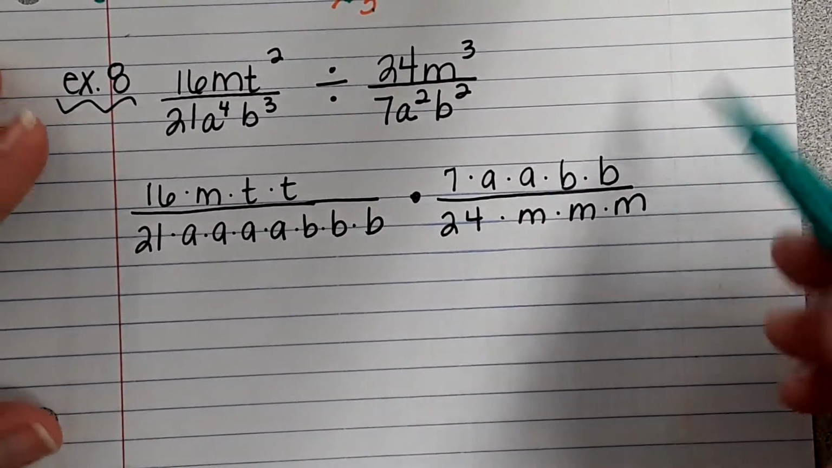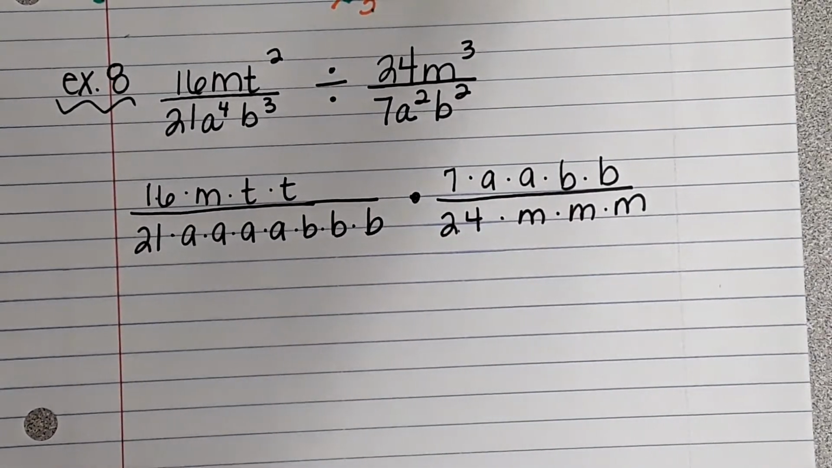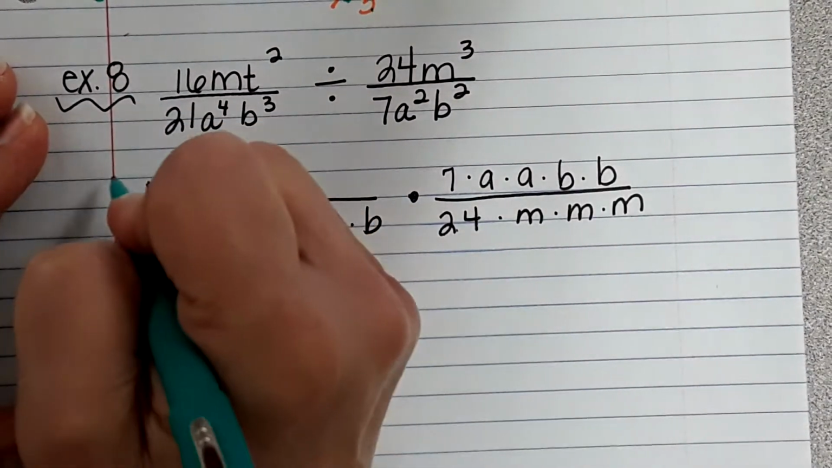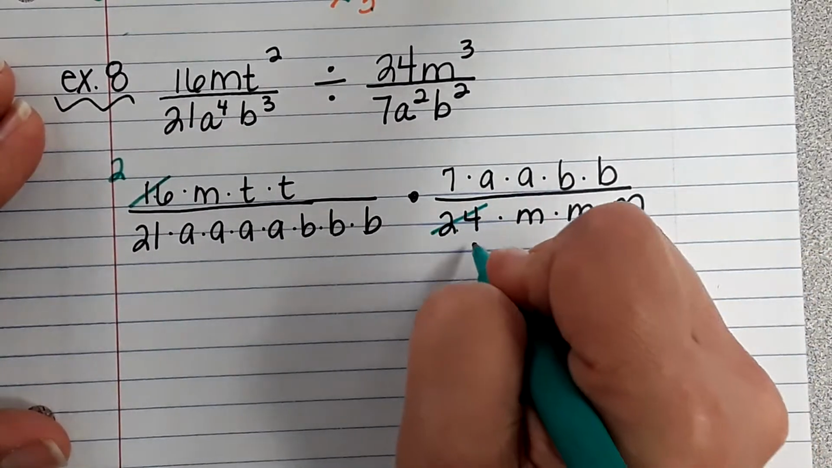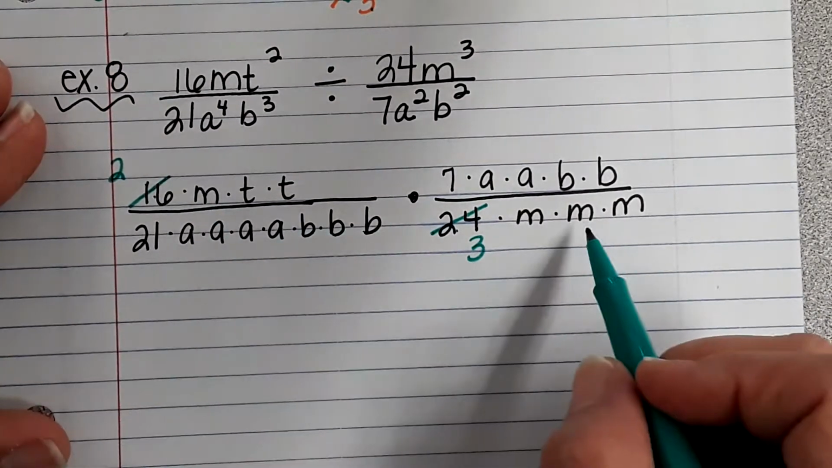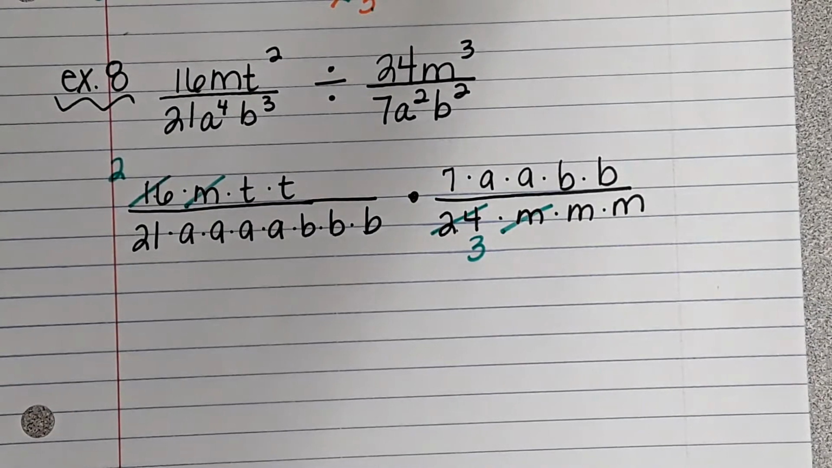Now I'm going to go diagonal. 16 and 24. Is there anything that goes into 16 and 24? 8. Okay, so 16 divided by 8 would be 2. 24 divided by 8 would be 3. Now variables. I have an M here. Oh, I have an M here, so we're going to cancel out an M. Do I have any T's diagonally?